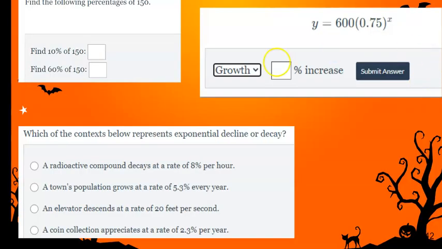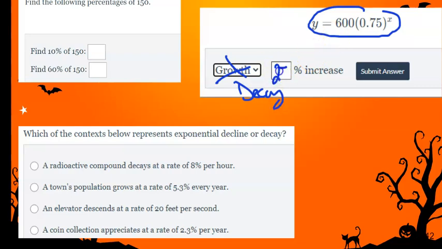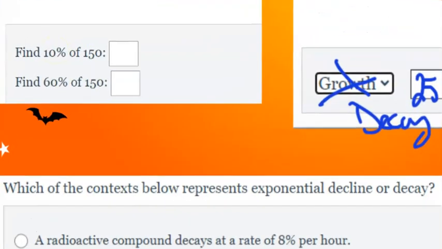Here's some delta samples. These are not on your paper. Like the deltas can or will be really simple. Like it'll ask you maybe the starting point 600, but this one is just asking you, is it growing or decaying? It's clearly decaying, and it's decaying 25%. So you'll just literally flip that from growth to decay and type in what the decrease is. If it asks you to do 10% of 150, you just do 150 times what?